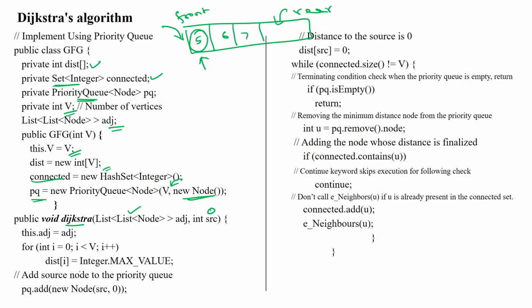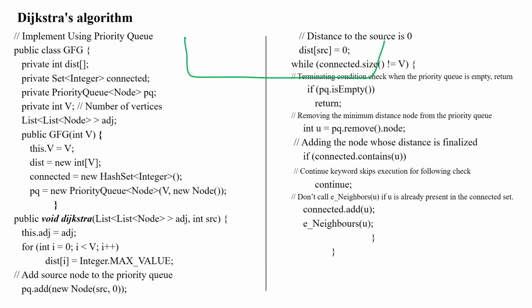Now we are calculating the distance of 0. As of now, distance of 1 unknown, distance of 2 unknown. For all the vertices we are assigning infinity values. Then we are adding the source node into the priority queue. The priority queue will always have two values in the node: the cost value and the node value, the vertex value. So two fields will be available as per this structure.